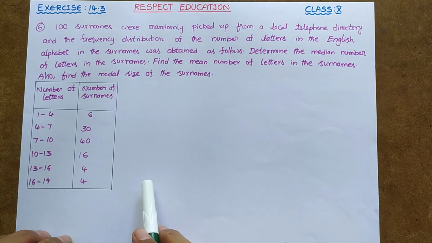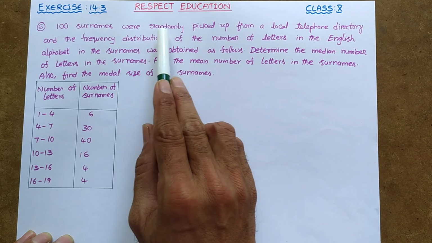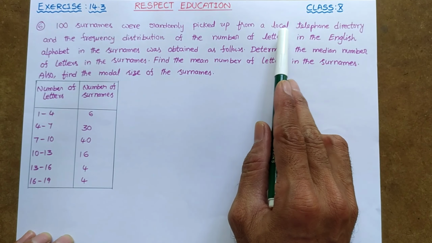Now we see question number 6. 100 surnames were randomly picked up from a local telephone directory, and the frequency distribution of the number of letters in the English alphabet in the surnames was obtained as follows. This is the given data. Determine the median number of the letters in the surnames.